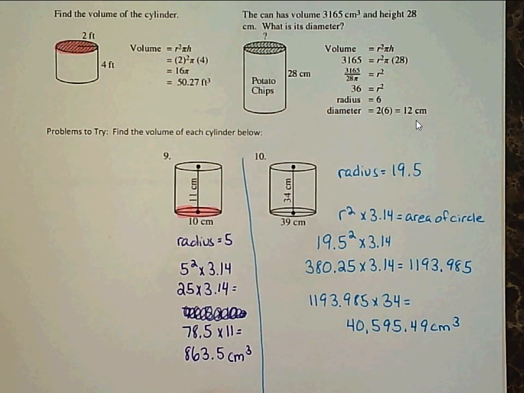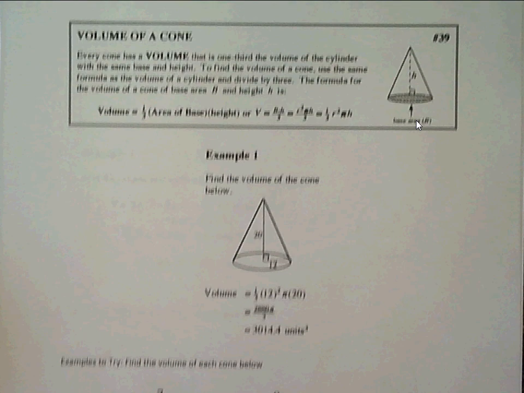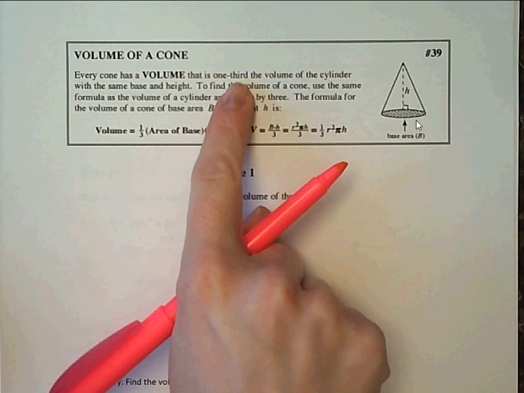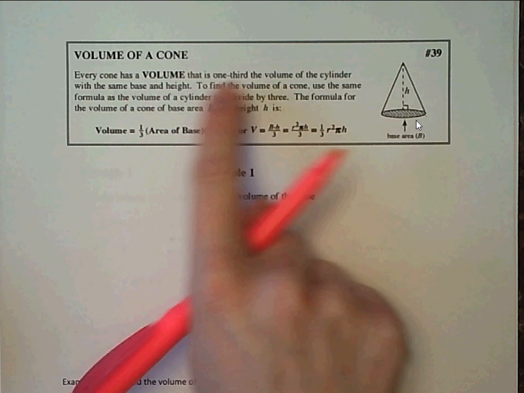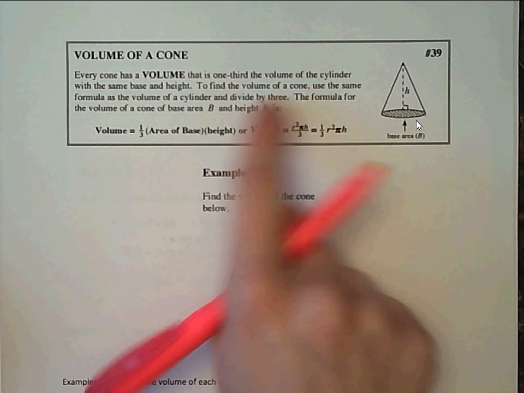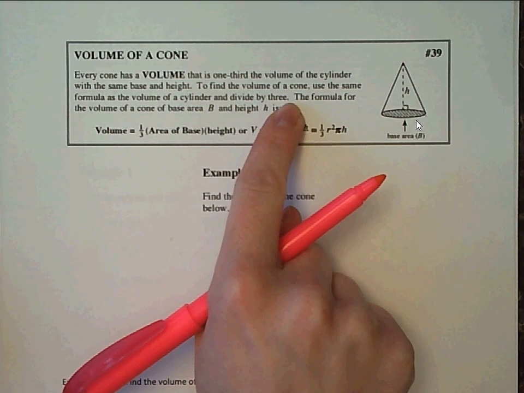Okay? Now, if we take a look and continue on to a cone, the cone is actually related, and I'll show you why. It says here the volume of a cone, every cone has a volume that is 1/3 the volume of the cylinder with the same height and base. To find the volume of a cone, use the same formula as the volume of the cylinder and divide by 3, or multiply by 1/3.